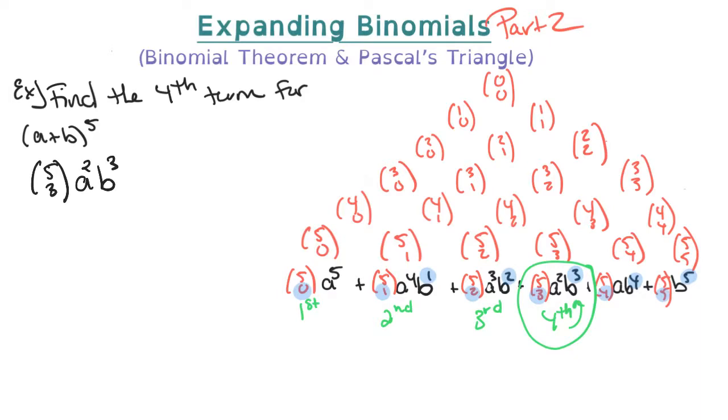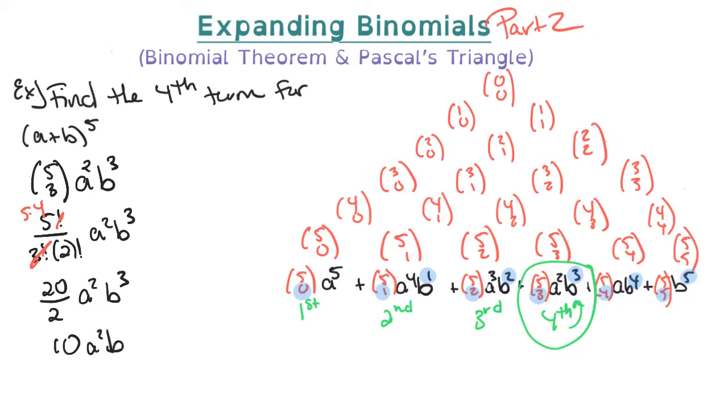Okay, so that will be 5 factorial over 3 factorial, 5 minus 3 is 2 factorial, a squared b cubed. Remember, that's going to cancel a whole bunch. That whole 3 factorial is going to leave a 5 times a 4 in the numerator. So we have 20 over 2 factorial, which is 2, a squared b cubed, which is 10 a squared b cubed.